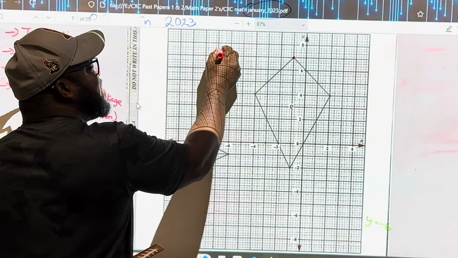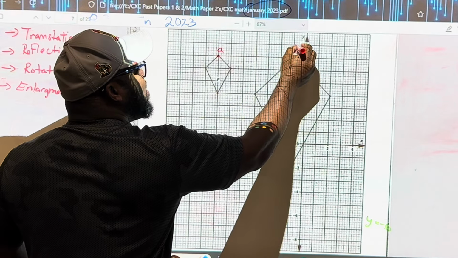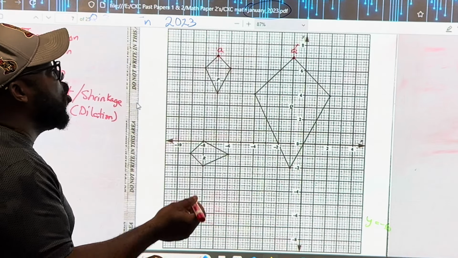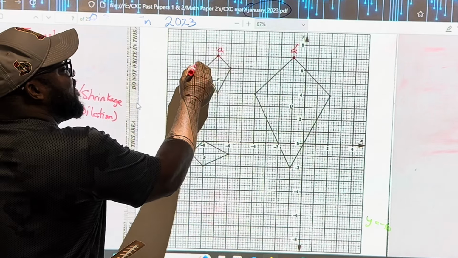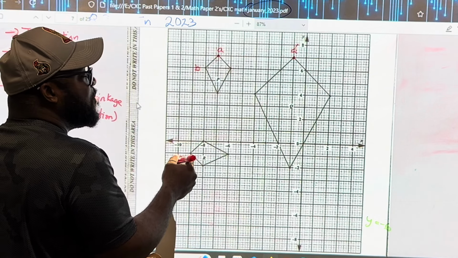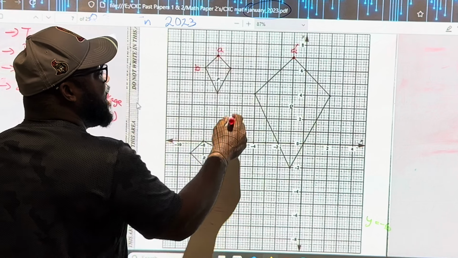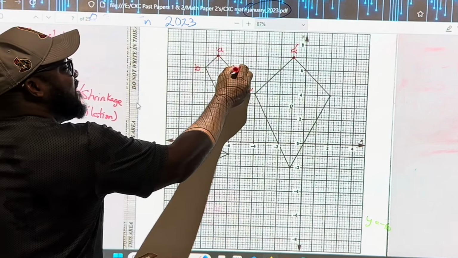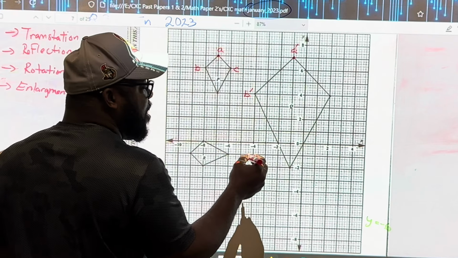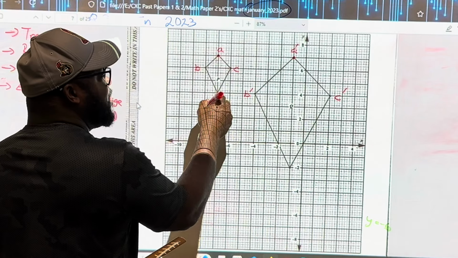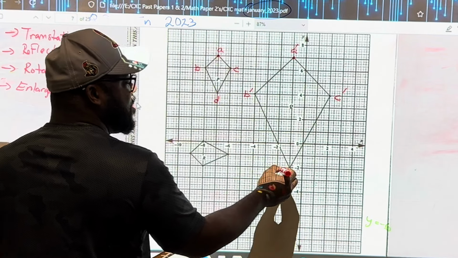Let's use the letters to see. Let's call that A, that will be what? A prime. Okay? You understand? If this is B, where will be B? And the other one? -4, 4. If this is C, 2, 4. And this is D.